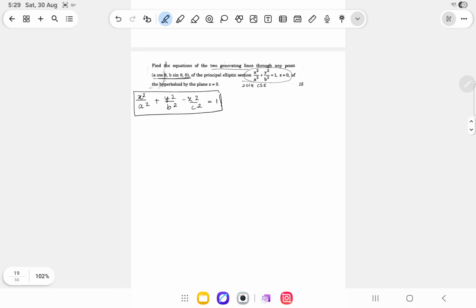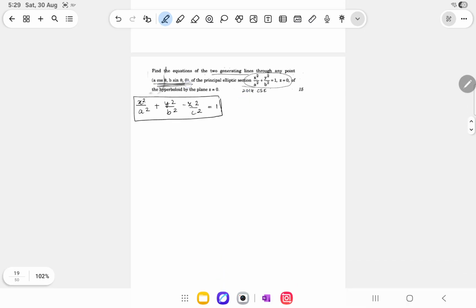The question says that the generating line passes via any point of the form (a cos theta, b sin theta, 0). So the equation of the generating line will be (x minus a cos theta) upon L is equal to (y minus b sin theta) upon M is equal to (z minus 0) by N.